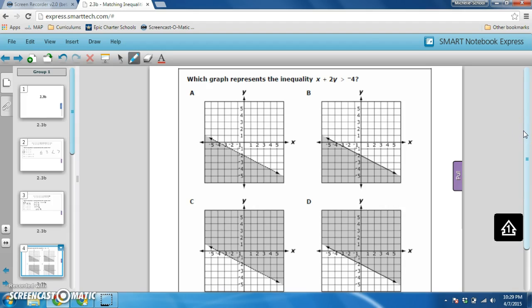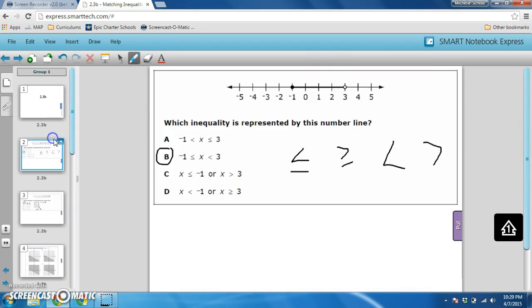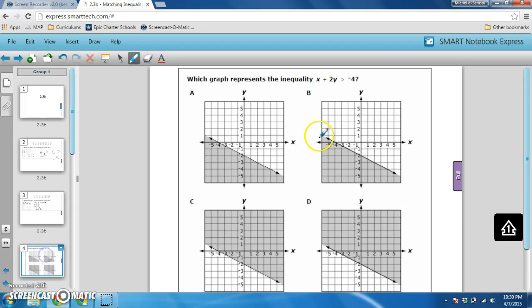Which graph represents this inequality? We can get rid of 2 of them right away, just based on this being a greater than. So greater than or equal to, less than or equal to is a closed dot because it includes that number, and it's also a solid line. Less than or greater than is an open dot, and it's also a dash line because it does not include that. So this has to be a dash line, so it's got to be A or C, so we can get rid of B and D.